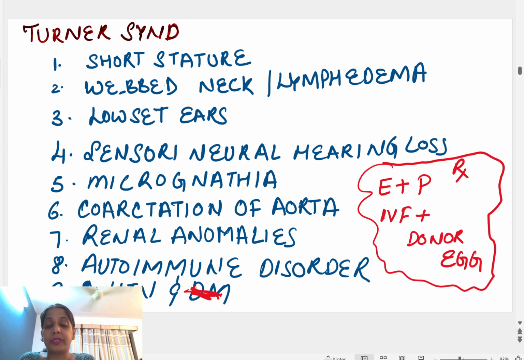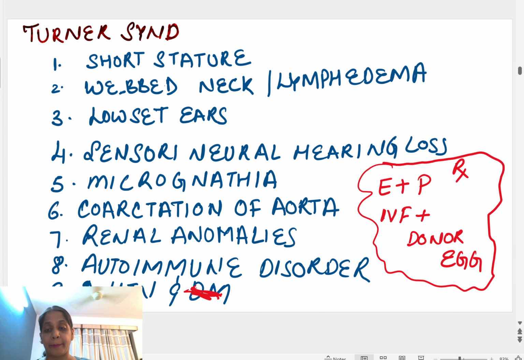Okay, so all this you have to cram. Mainly the heart and the kidney system is involved. So mainly the heart: coarctation of aorta is there, and hypertension is there, and renal anomalies and autoimmune disorder is there. So nine features should be on your tips.